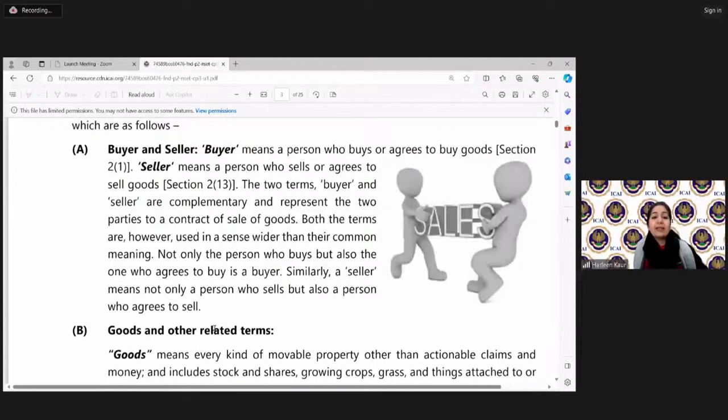If I'm making tea, I need a tea bag for it. If I'm making coffee, coffee cannot be made without the coffee powder. Tea cannot be made without the tea bags, tea leaves. Similarly, a sale cannot happen with the buyer being alone or the seller being alone.